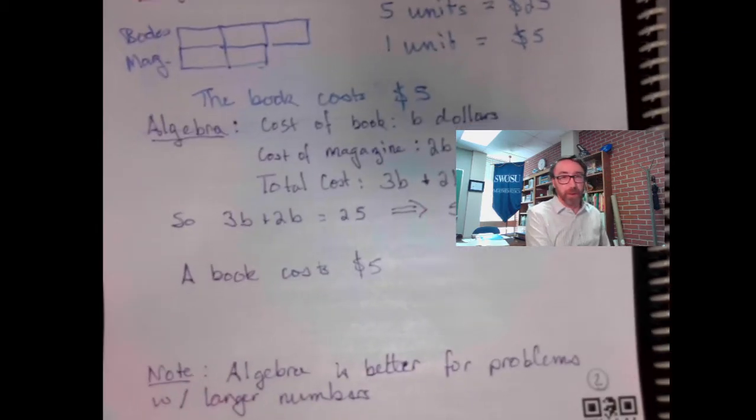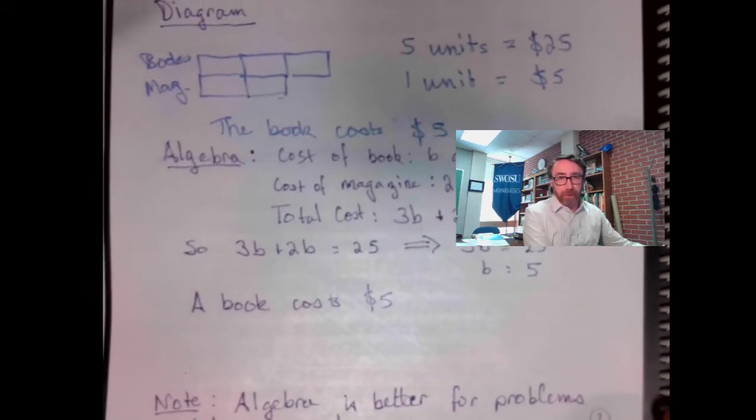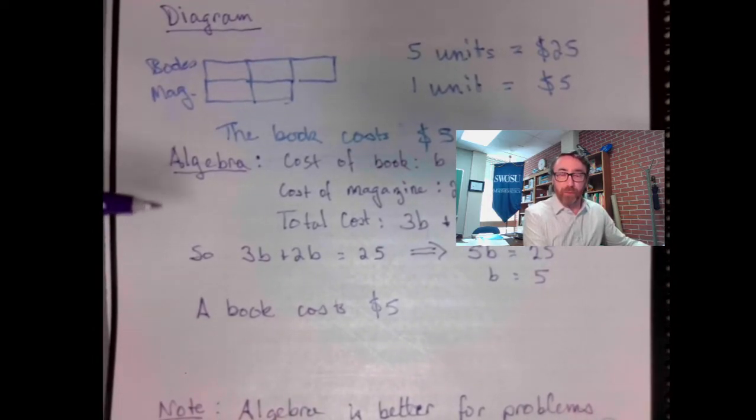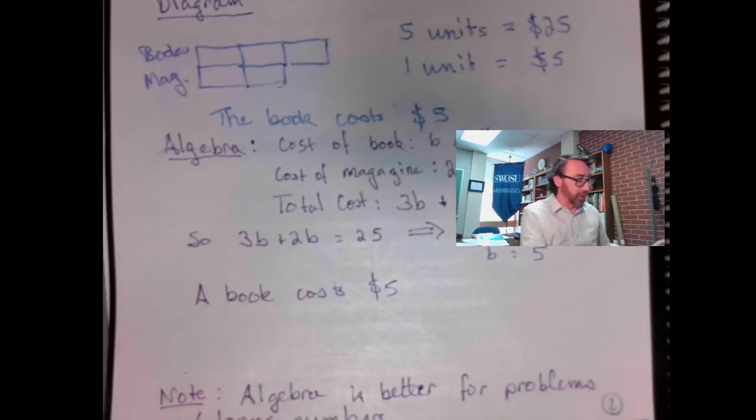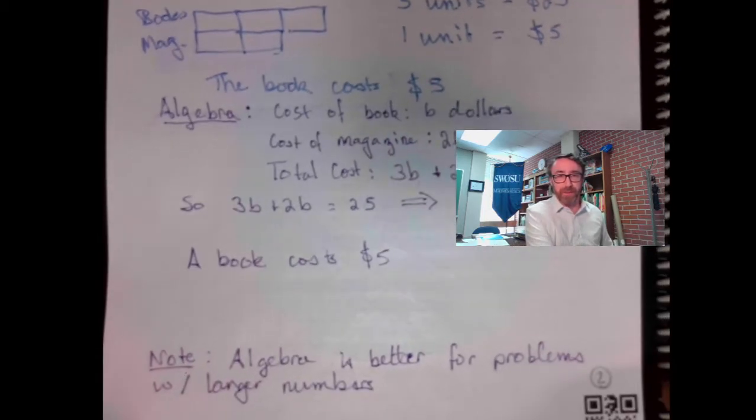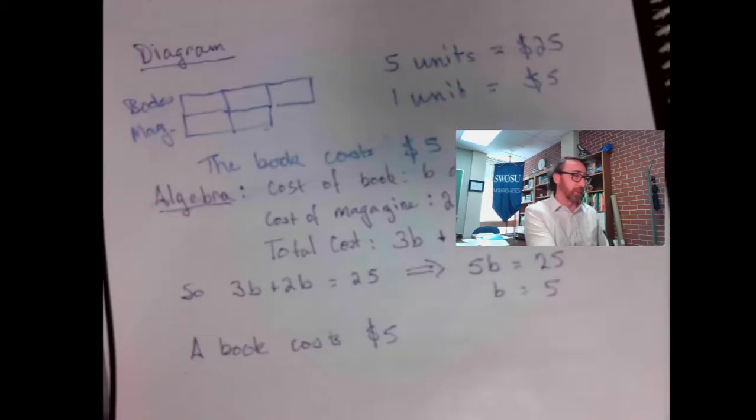And I would note that in this example, the numbers involved were pretty small, so there's no real advantage to using the algebra compared to the bar diagram. However, when the numbers get bigger, the algebra method is a lot simpler. So algebra is better for problems with larger numbers. So let's do a quick example of something like that.